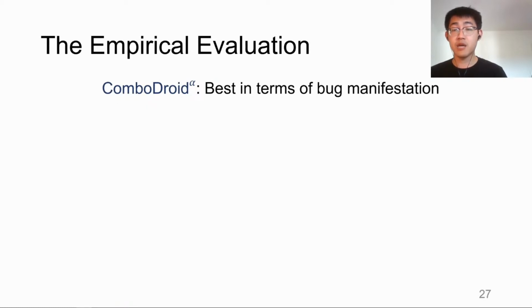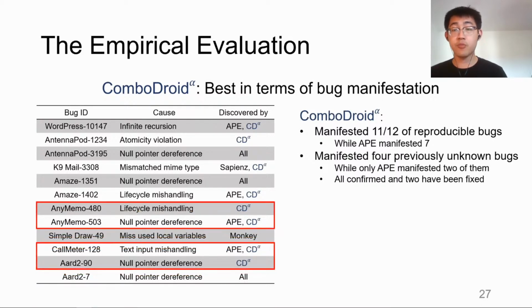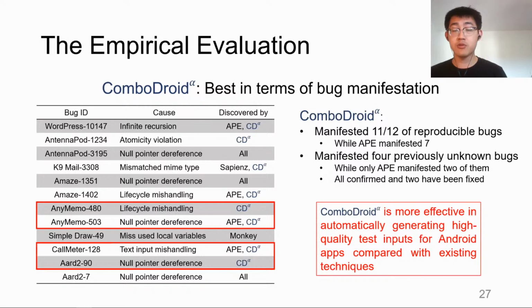For the bug manifestation, ComboDroid Alpha successfully manifested 11 out of 12 reproducible bugs, where Ape manifested only 7, which is the best of existing work. Moreover, ComboDroid Alpha manifested 4 previously unknown bugs, where only Ape manifested 2 of them. All these bugs have been confirmed and 2 have been fixed. With this result, we are safe to say that ComboDroid Alpha is more effective in automatically generating high-quality test inputs for Android apps compared with existing techniques.